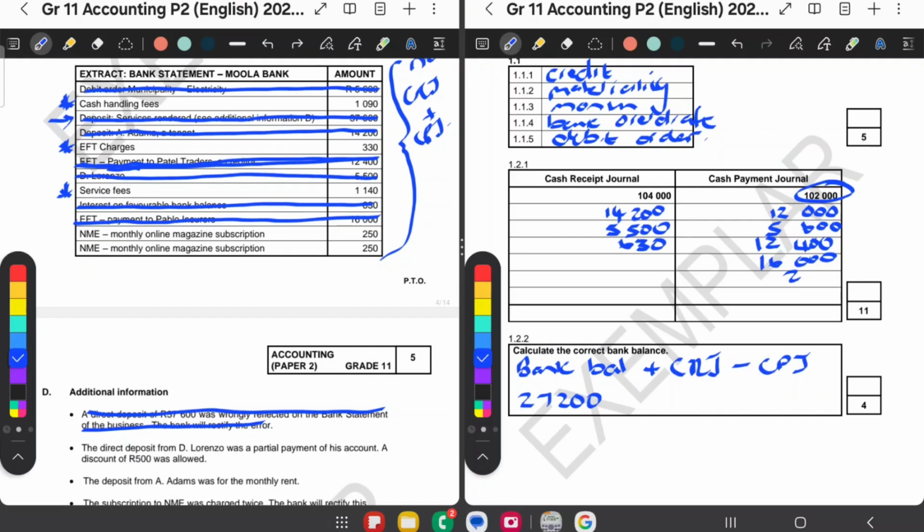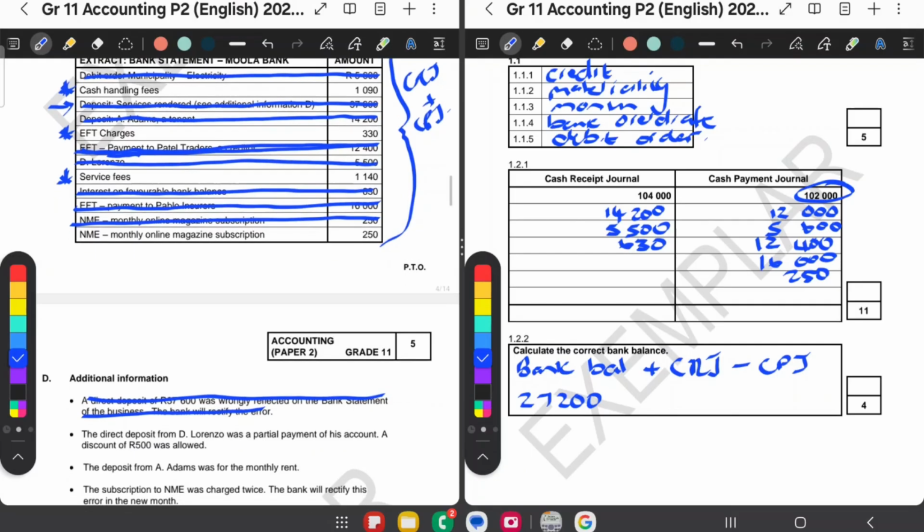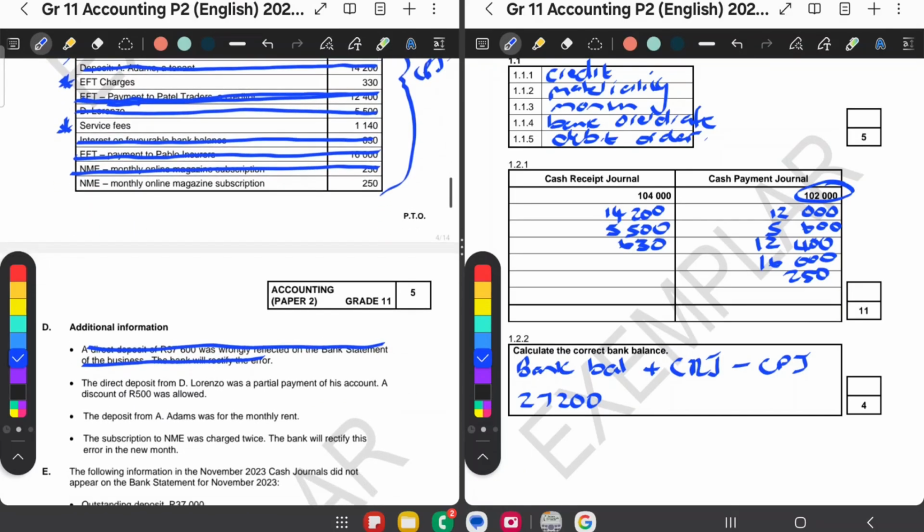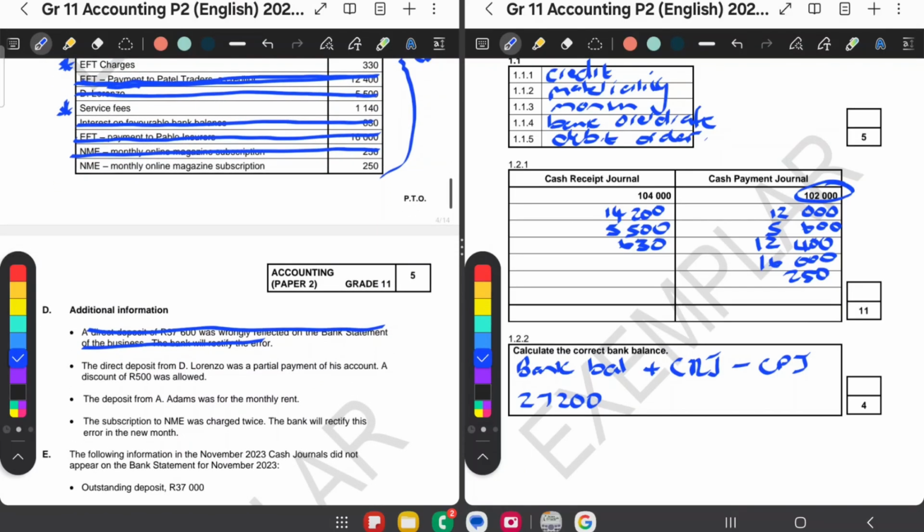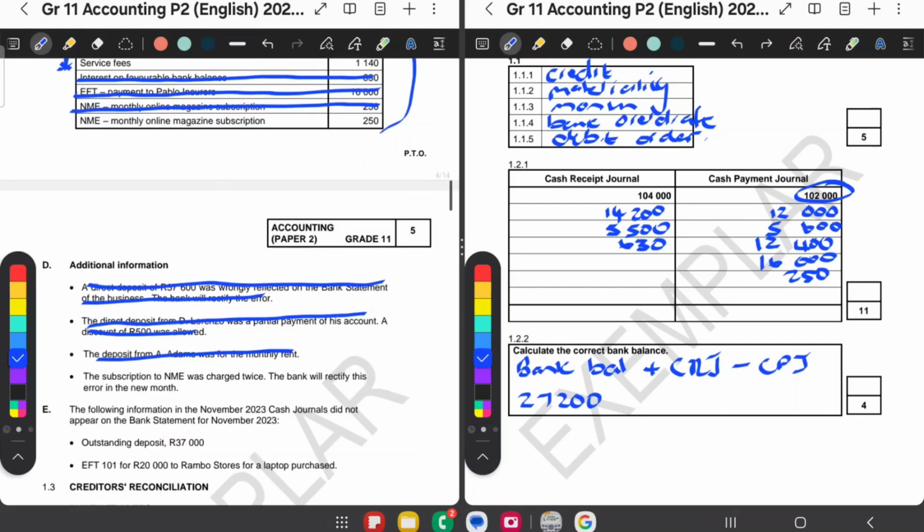So I'm going to write the 250 here because we left it out. Done. But now there's another one here. So yeah, that is a mistake. Let's go read if we see information about that. The subscription to NME was charged twice. So they deducted the money from our account twice. The bank will rectify this mistake.